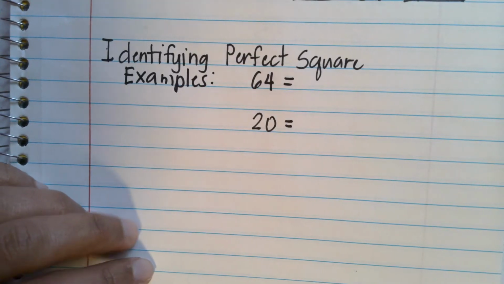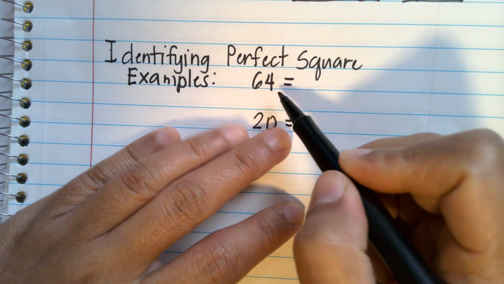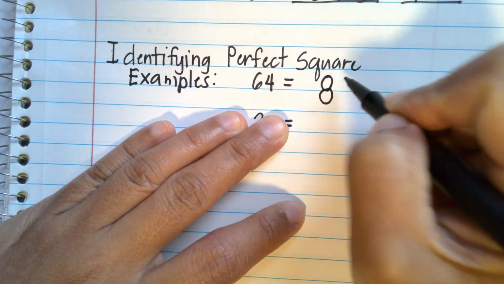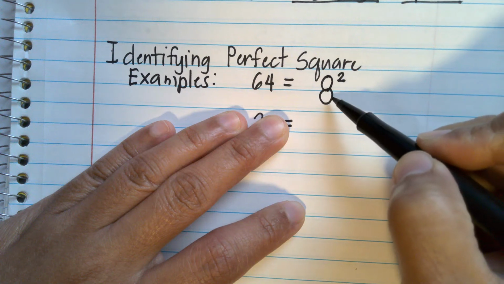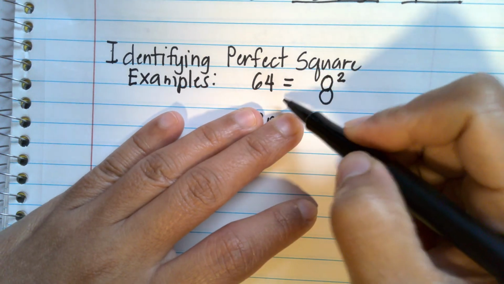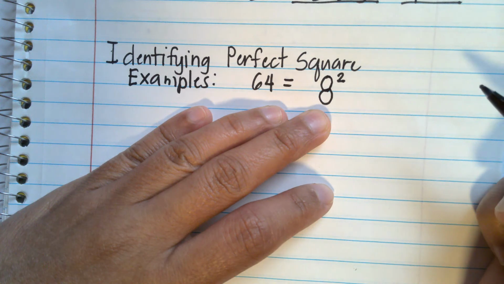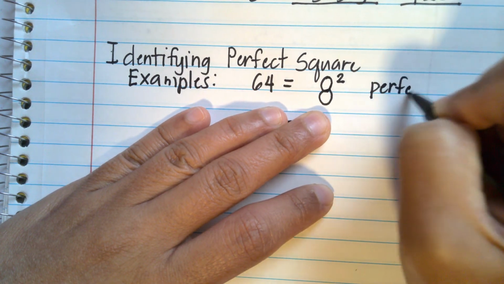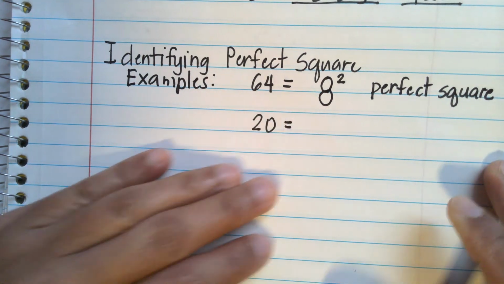Next, let's talk about identifying perfect squares. Here are some examples. 64 can be written as 8 squared because 8 times 8 is equal to 64. Since 64 can be written as a square of a whole number, then 64 is considered a perfect square. So this is a perfect square.